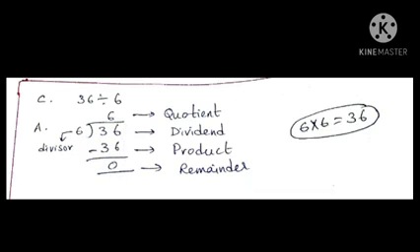We will get 0. This 6 is the divisor. The 6 above the line that we wrote is called the coefficient. This 36 is the dividend. This 36 is the product. Why product? Tell me, children. 6 into 6, that's why it is the product. This 0 is the remainder.